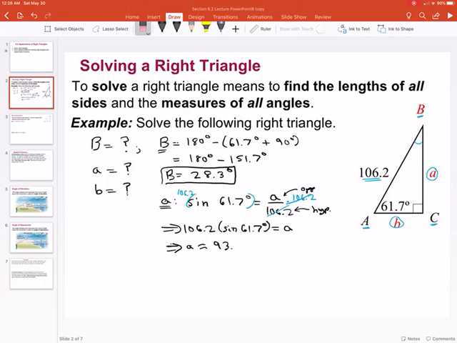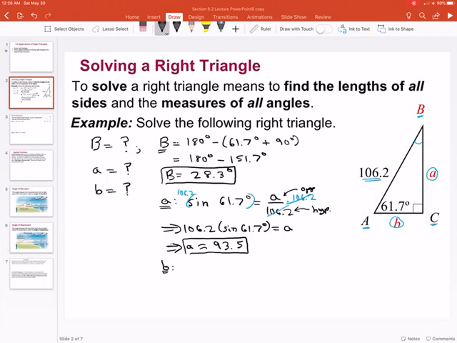So now we've got 2/3 of our solution. We've got angle B and we've got side A, and that leaves us with our third and final unknown, which is side B. There's a couple ways we could get side B. We could use one of our trig functions, or we could use geometry now because we have 2 of the 3 sides. We could use the Pythagorean theorem: the square of the hypotenuse equals the sum of the squares of the 2 legs. So we could plug in 106.2 squared equals 93.5 squared plus B squared, and solve for B.